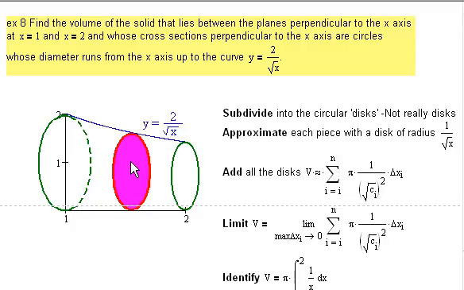There's a sample disk, and whose diameter runs from the x-axis up to the curve y equals 2 divided by the square root of x. And I drew that in here. This blue line right here is y equals 2 divided by the square root of x. And so, an interesting problem.